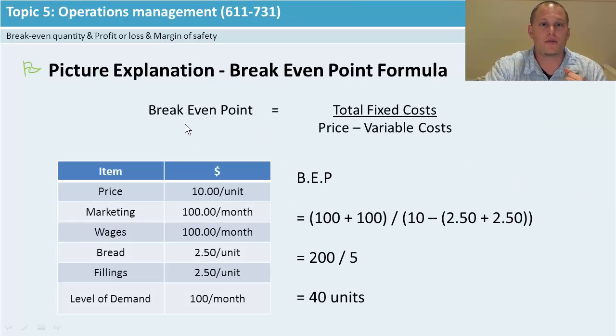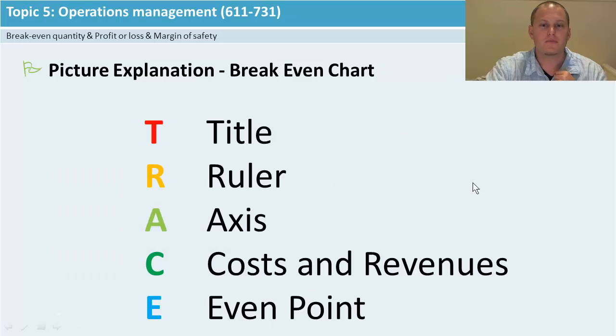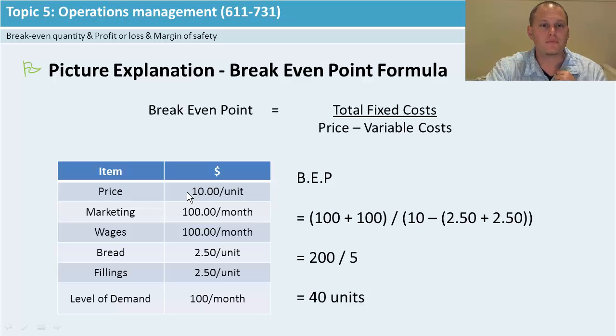Alright, let's do the math. So this is the actual break-even point. This isn't given on the formula sheet, you just have to know it. It's the total fixed cost over contribution, and contribution is the price minus the variable costs. So if I go through it here, whoops, I jumped too far ahead. If I've got my price per unit, and I've got my marketing, and note this is per unit, this is per month, and per unit, per unit.